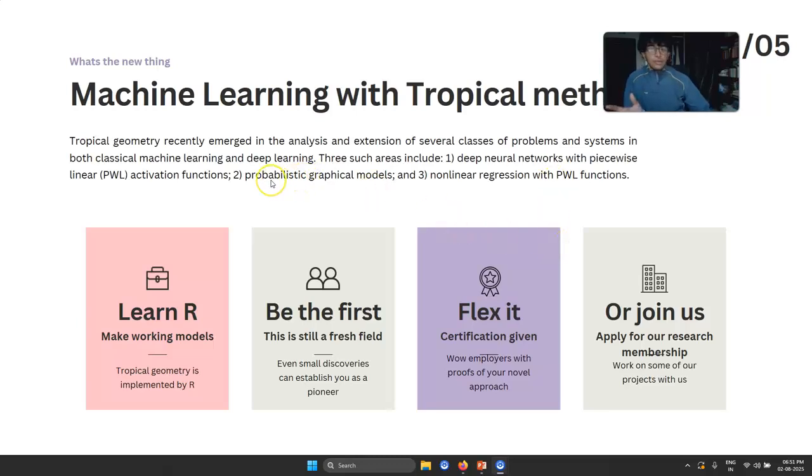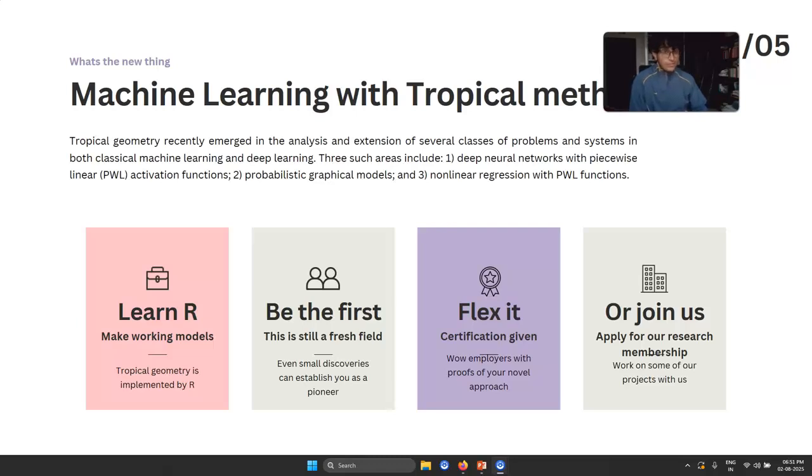You can also go into probabilistic graphical models, which is a somewhat known field. And you can go into non-linear regression. One thing people are exploring is using neural networks of higher degrees, or polynomial regression. So things like that are going to come in handy. PWL stands for piecewise linear functions. And you're going to learn R, and you're going to make working models that you can actively display on your own portfolios.